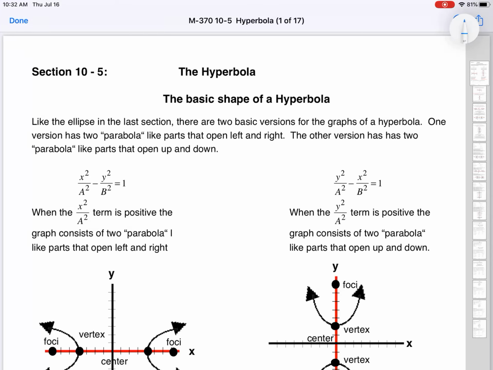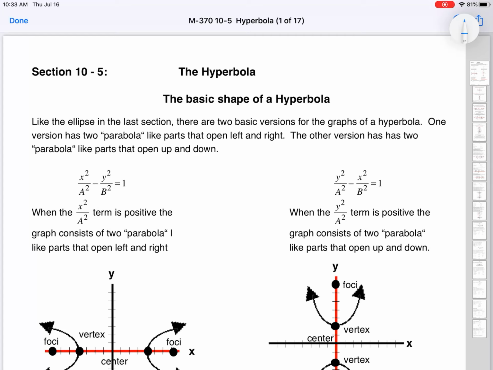Welcome to section 10.5, which is the hyperbola. So we'll learn about the hyperbola. The hyperbola has a subtraction sign in between the x squared and y squared. And notice then that one of them is going to be positive and the other is negative. So there's two different forms, and we always let a squared be the value under the positive term.